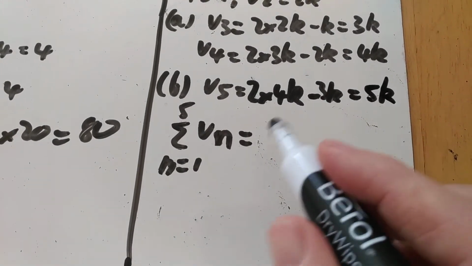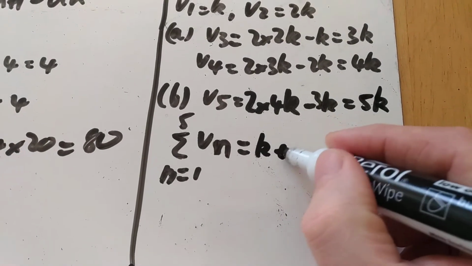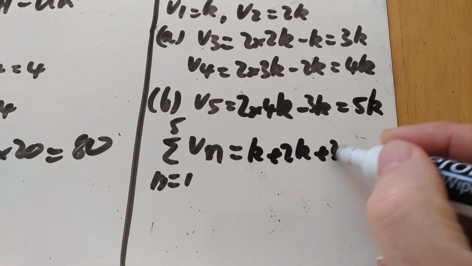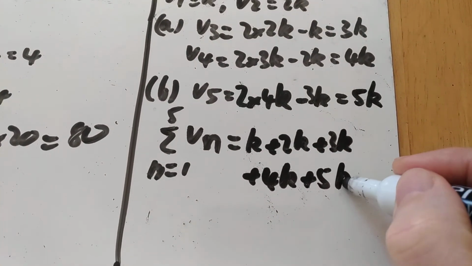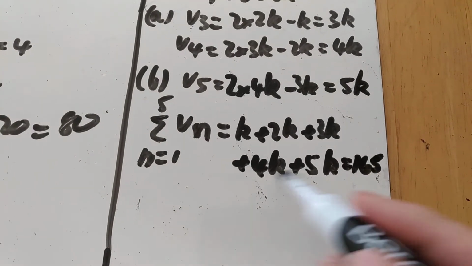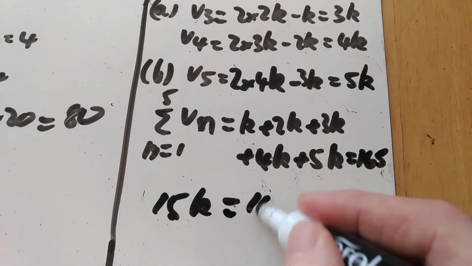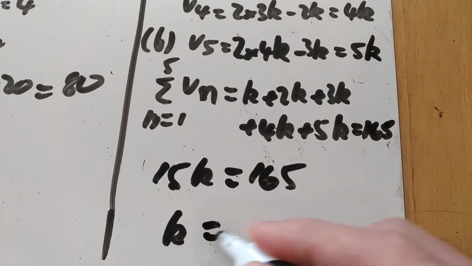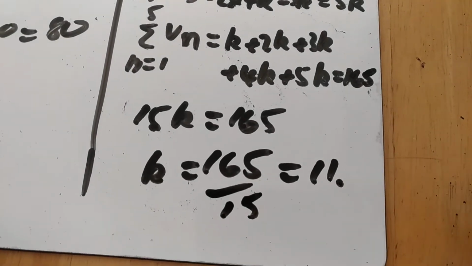My second mark is for sticking all the first 5 terms, k, 2k, 3k, 4k, and 5k, equal to 165 in the question. There's my second mark, and solve it. Add them all up. 15k is 165, k is 165 over 15, which is 11, and that's it.